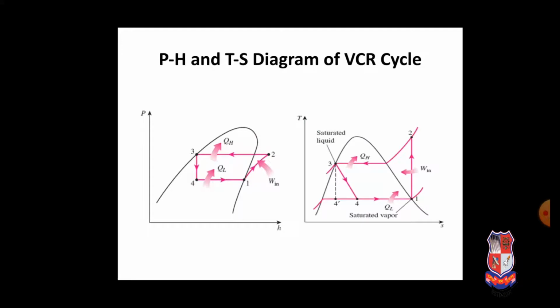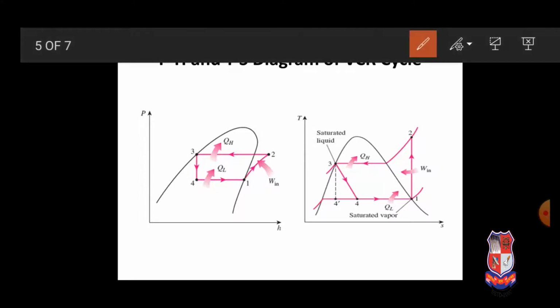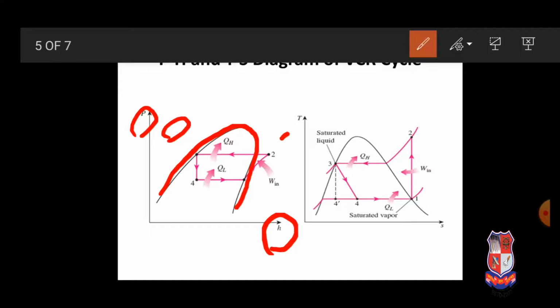Now we are going to discuss about the pressure enthalpy and temperature entropy diagram of VCR cycle. First of all, concentrate on pressure enthalpy diagram. Initially on vertical axis pressure is there and horizontal axis enthalpy is there. Then you understand that curve: that region is subcooling region, that region is superheated region and inside region is wet region.